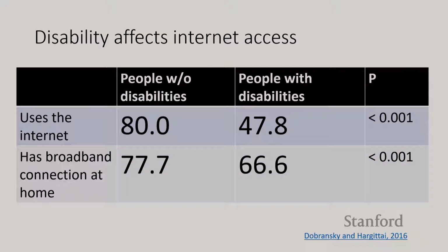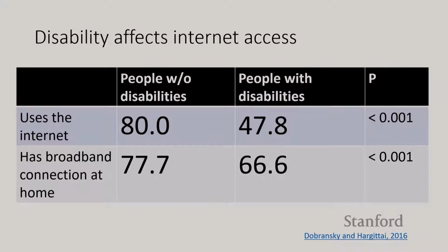Similarly, disability affects internet access. It really complicates access to a lot of computing systems that rely on the internet. I have a chart here that is enlarged and redesigned, essentially from a paper by Dobransky and Hargitay, where they provide evidence of what they call this digital disability divide. They conducted a survey with people who identify as disabled and those who do not, and they find that 80% of the respondents without disabilities use the internet, whereas only 47.8% of those with disabilities do. Of those who use the internet, those who had broadband internet access in their homes were 77% of people without disabilities, and for people with disabilities, only about 66%.